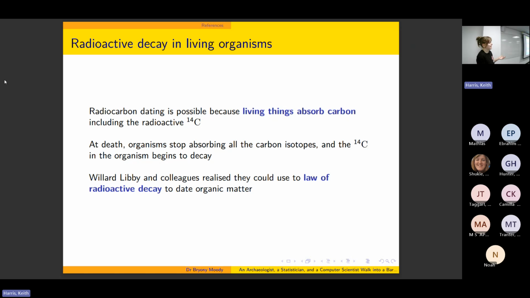Radiocarbon dating was made possible because Willard Libby realized that living things absorb carbon and interact with the atmosphere all throughout their life, and then they stop doing that as organisms die. As soon as they die, they stop absorbing and interacting with the atmosphere, and then the carbon 14 starts to decay, and we're able to measure that using the law of radioactive decay. As you can imagine, this was a huge deal. Archaeologists were thrilled. It won Willard Libby his Nobel Prize for chemistry for this work.